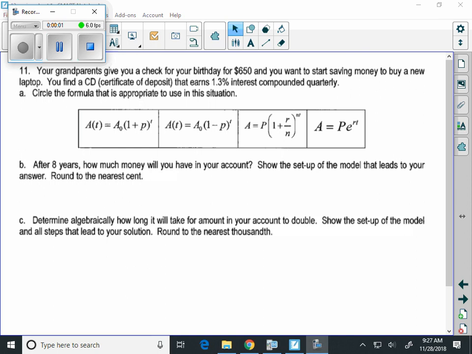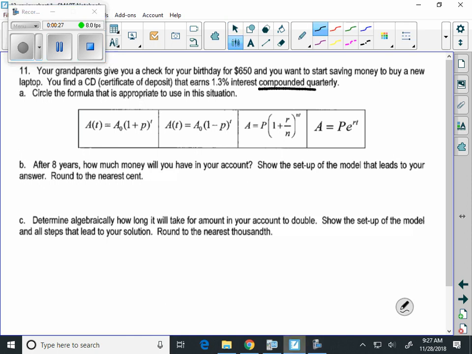Grandparents give you a check for your birthday for $650, and you want to start saving money to buy a new laptop. You find a certificate of deposit that earns 1.3% interest compounded quarterly, and then we're going to answer these questions. The most important words in this problem, and that's what you have to look for when you're taking the test, are compounded quarterly. And compounded quarterly means that we have to use this formula there.